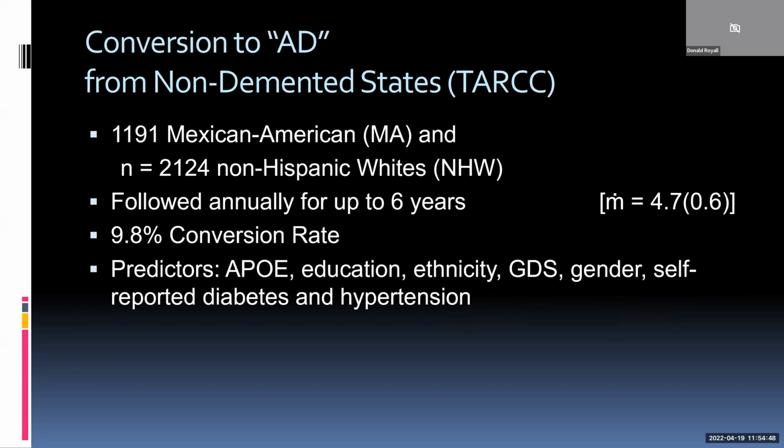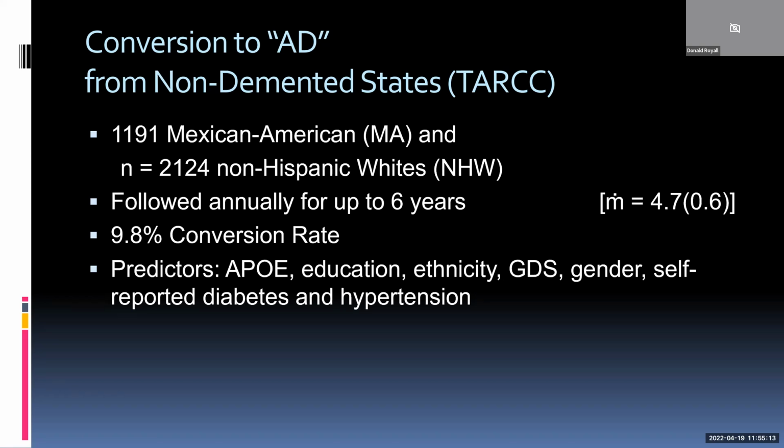So here's a nifty way to validate those to show that they generalize. So we're looking now not at D, but at prospective conversion to Alzheimer's from non-demented states in TARC. And we have a sample of 3,500 followed annually for up to 6 years with a mean follow-up almost 5 years. There was a relatively low conversion rate, 9.8%.